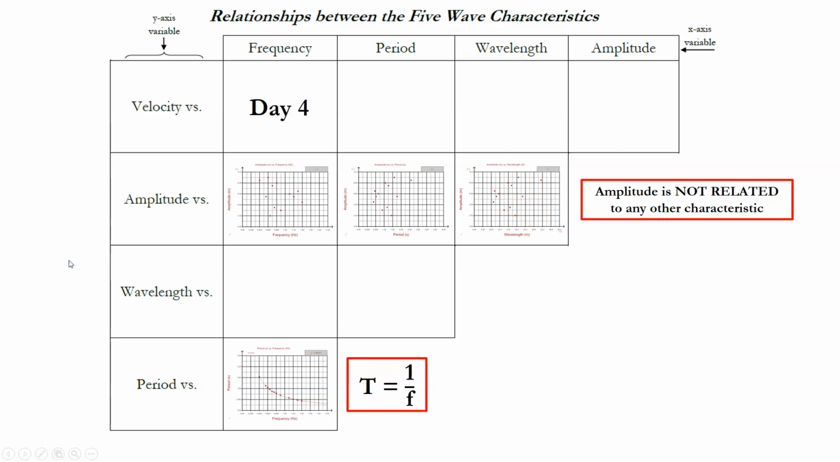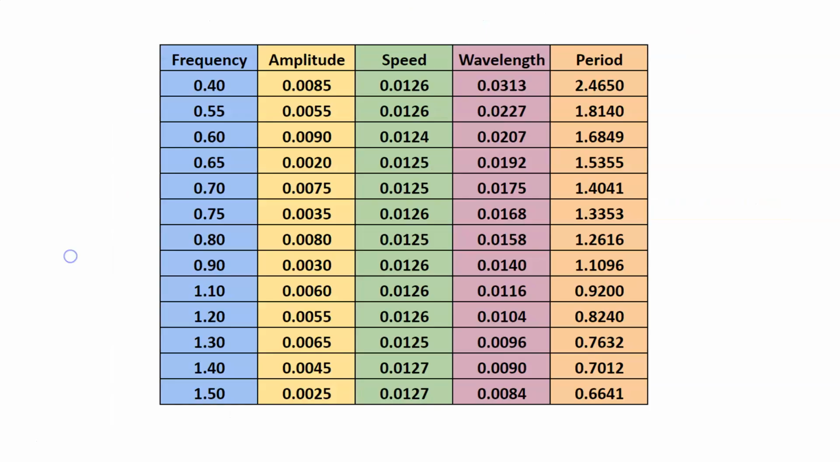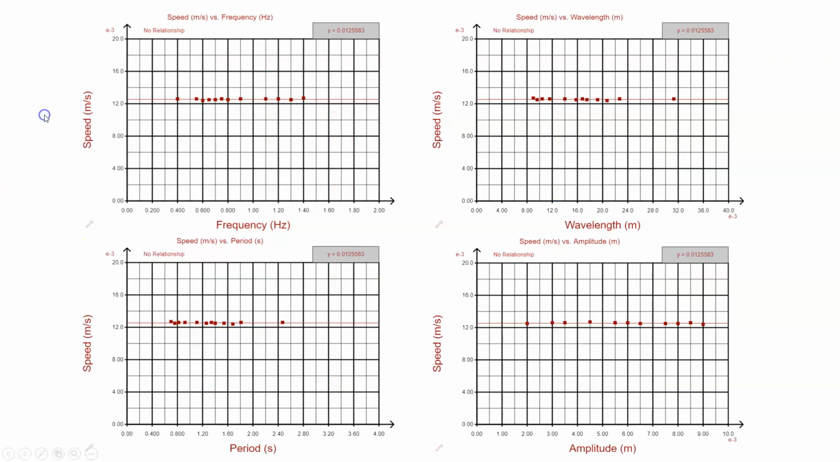Day 4 of the lab, we looked at velocity versus everything else. In other words, if speed is the dependent variable, let's plot it against all 4 independent variables, if you will. And here's what we got. I think it's pretty obvious that speed is not changed by anything, but it's a different type of no relationship.